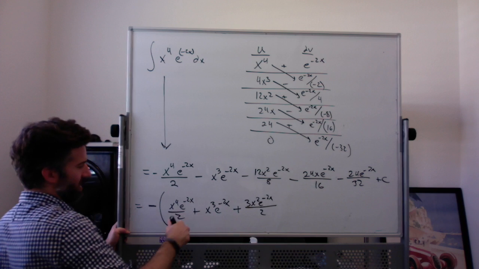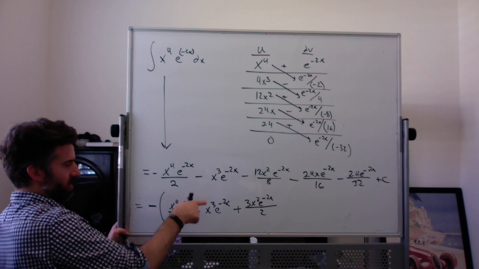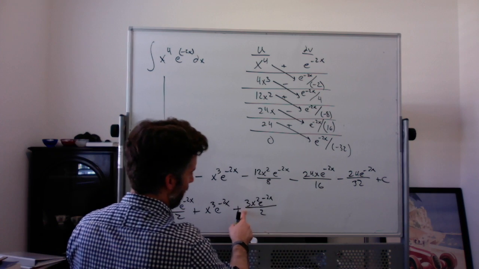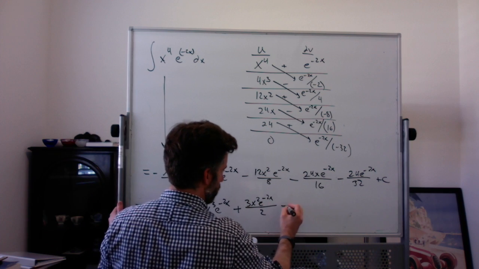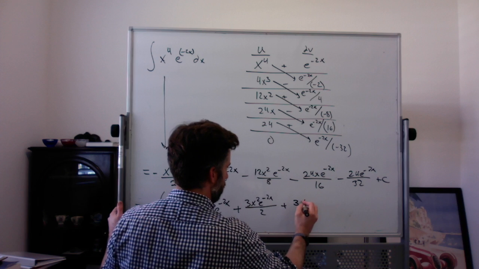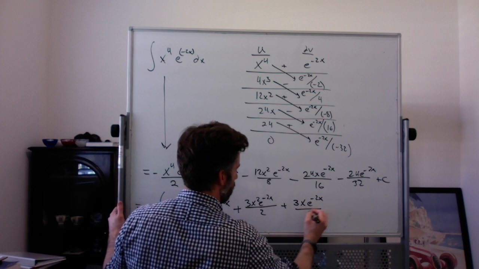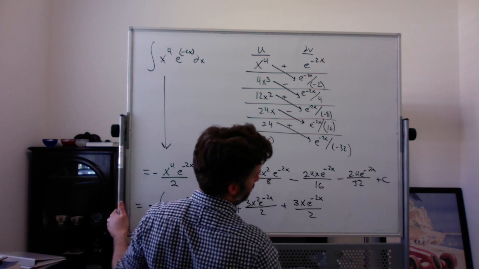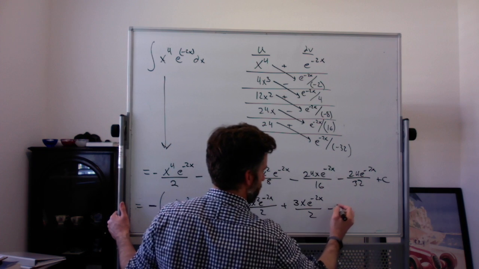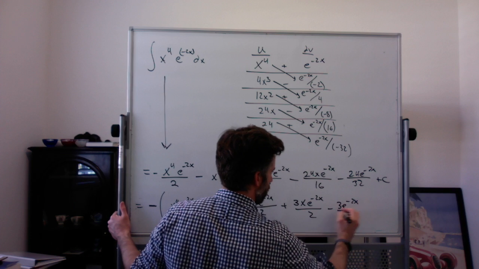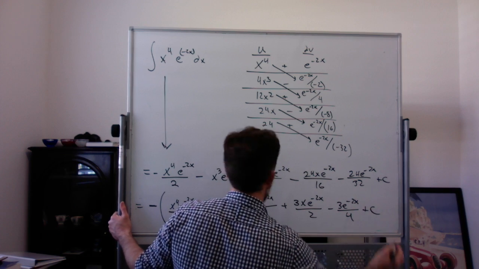You can write this as 1 half x to the fourth e to the negative 2x. You write this as 3 halves times x squared e to the negative 2x. It doesn't really matter. 24 over 16 also reduces to 3 halves. So 3x e to the negative 2x over 2. And 24 over 32, they both have an 8. So that's 3/4, so minus 3 e to the negative 2x over 4.